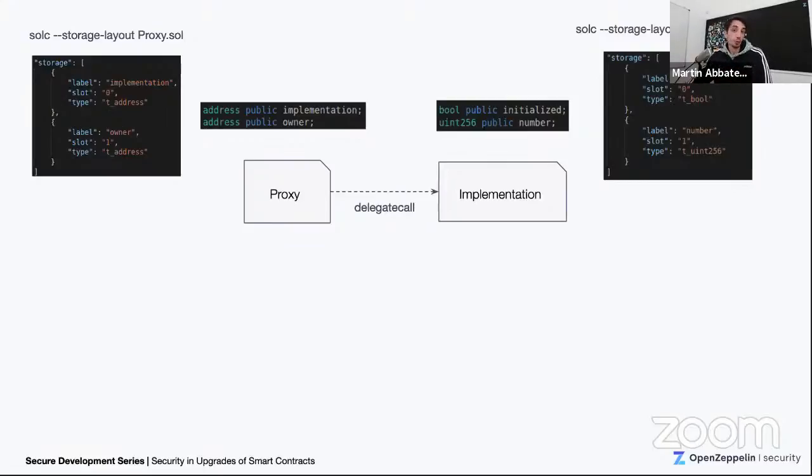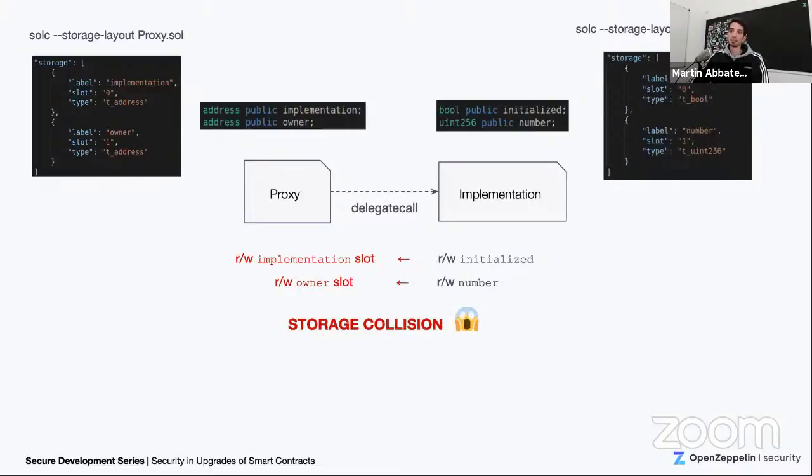So far, so good, perhaps, but remember that we are always in the context of delegate calls, and delegate calls are beasts that need to be tamed. What is happening here is that, given that we are executing logic of the implementation contract in the context of a proxy, the entire logic of the implementation, even the state variables, will be read and written in the context of the proxy, right? Not in the context of the implementation contract. So when you read and write the initialized Boolean flag, or when you read and write the number state variable, you will do something very bad, which is called storage collision.